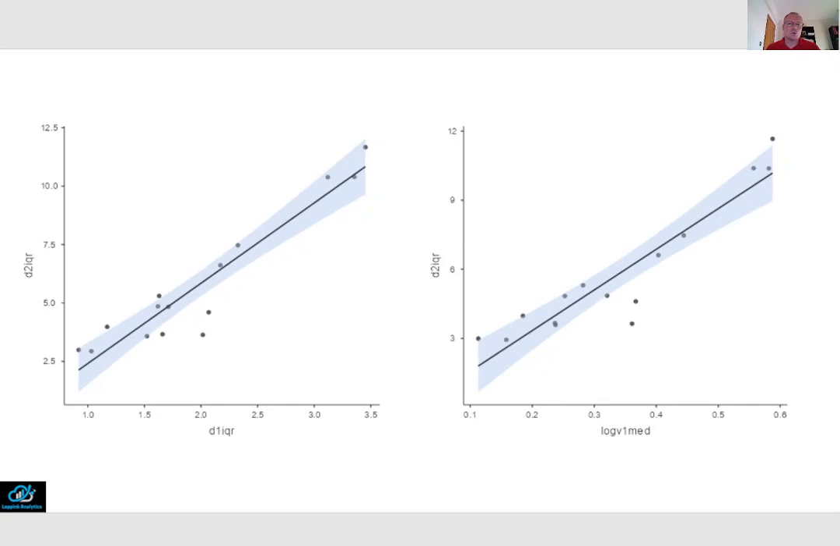Next, here we see in both charts the interquartile range of week-to-week differences on the vertical axis, and on the left the interquartile range of day-to-day differences on the horizontal axis. On the right, the aforementioned logged median percentage difference between daily high and daily low on the horizontal axis. And whether we use Pearson's correlation coefficient or Spearman's rank correlation coefficient, we are dealing with correlations well above 0.8 here.